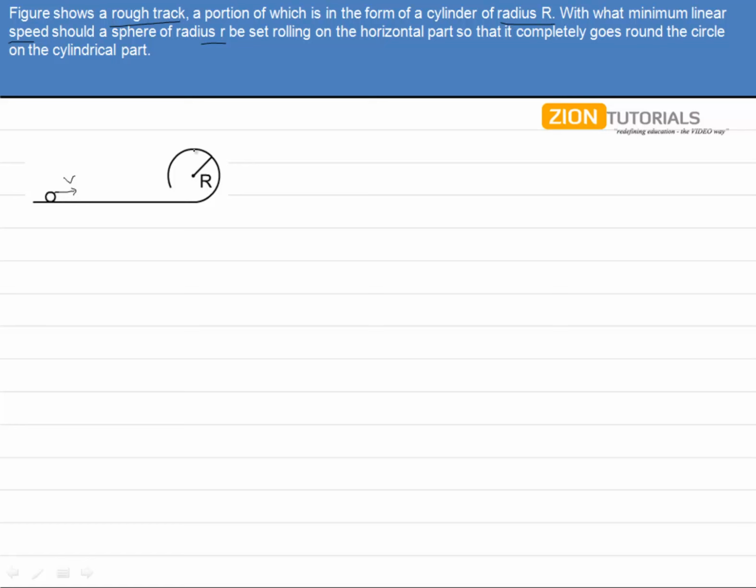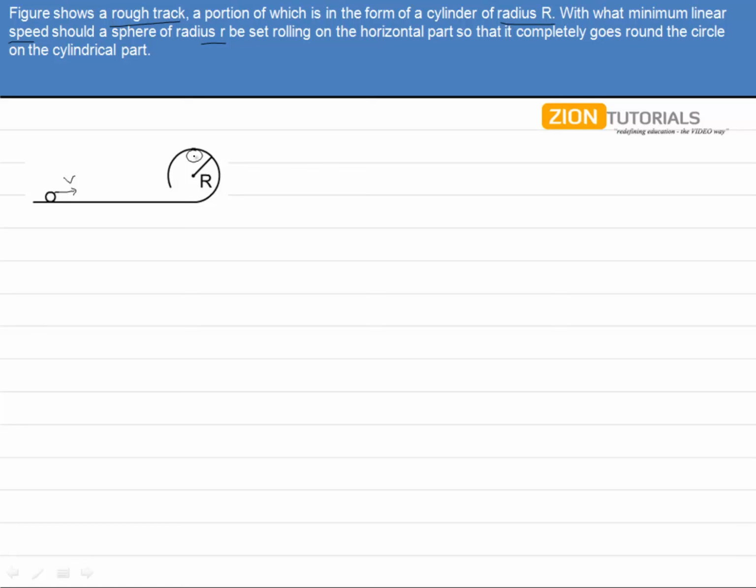Now we all know that if it is able to cross this topmost point, then it will be able to complete the circle. This we have done in the chapter on circular motion, right? So we need to frame the conditions such that it is able to cross this topmost part.